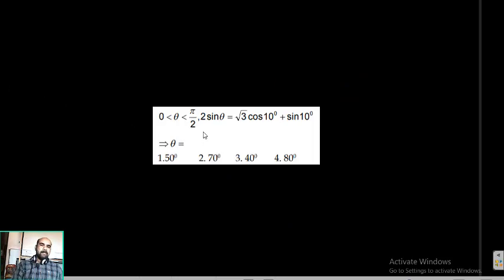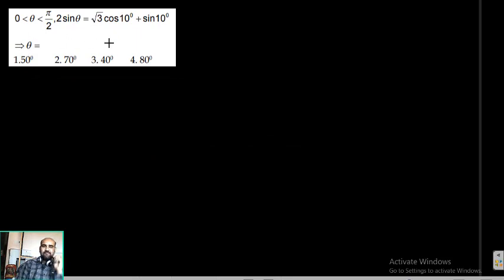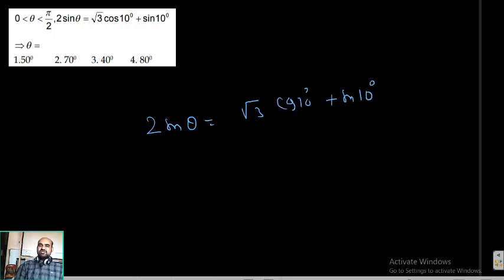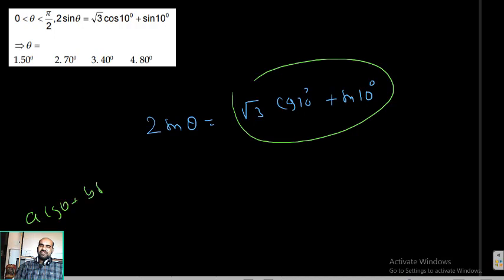Just another question on this. 2 sin theta equals root 3 cos theta plus sin theta. Same thing: we want to convert this into a single trigonometric ratio, which is in the form of a cos theta plus b sin theta. Already explained, to convert into a single trigonometric ratio, we need to multiply and divide by root over a square plus b square. Here a is root 3, square is 3, plus b is 1, square is 1, 3 plus 1 is 4, root 4 means 2.